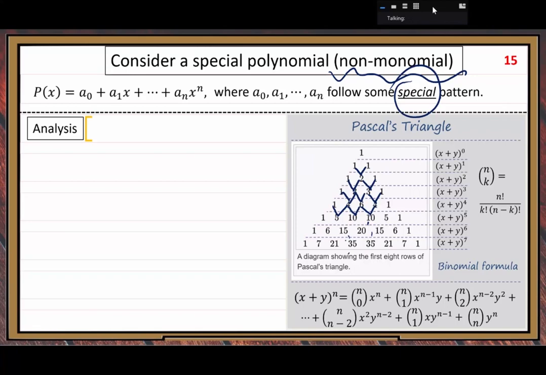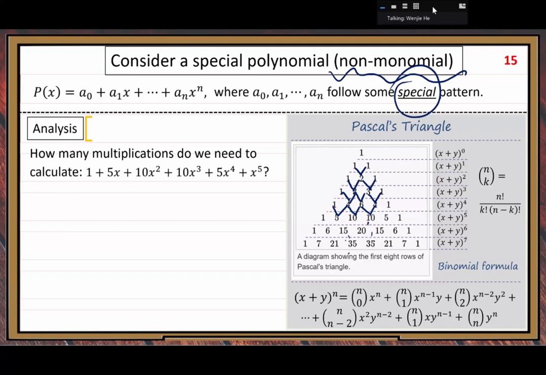Now, with this special structure here, I want to talk about special polynomials. When we evaluate a special polynomial, we may take advantage of the special structure. Do not waste it. All right, let me show you one example here. How many multiplications do we need to calculate this polynomial?